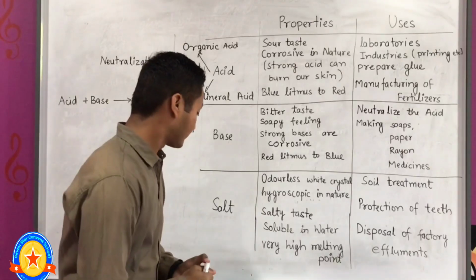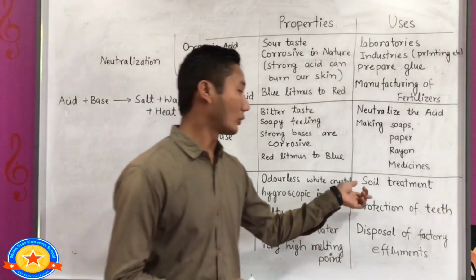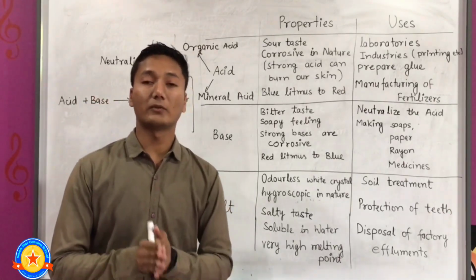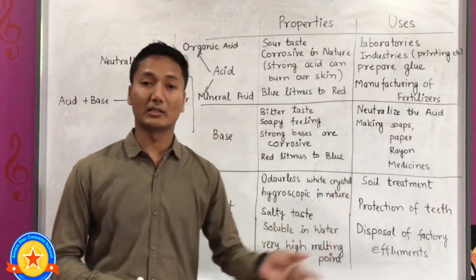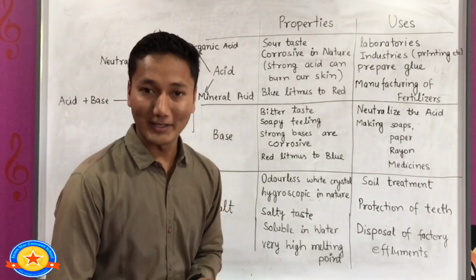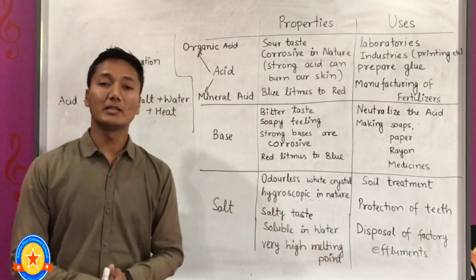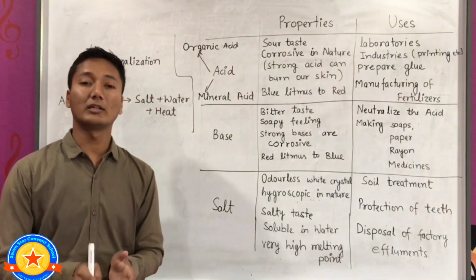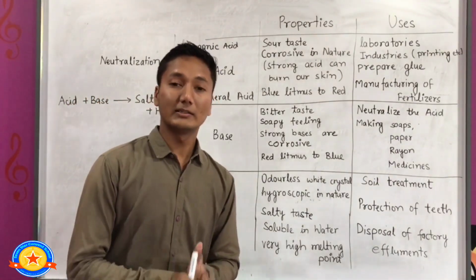The next is uses of salt. Salt is basically used for soil treatment. Soil treatment, again, means making the soil better for agriculture. Salt is also used for protection of teeth. You have heard the advertisement of salt in toothpaste. The next use of salt is disposal of factory effluents. That means when some garbage comes from the factories, then salt is required to make that disposal not harmful for the environment. This is our topic.